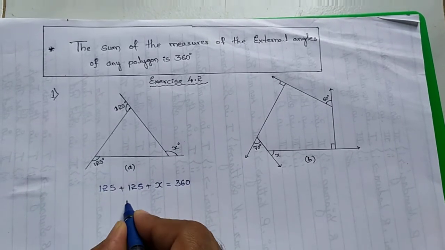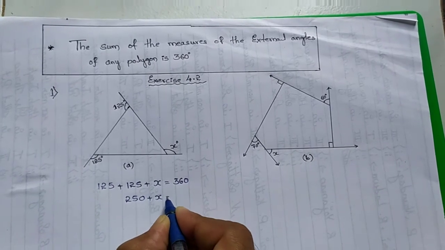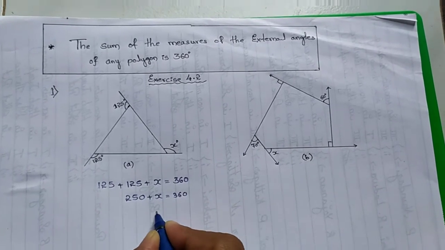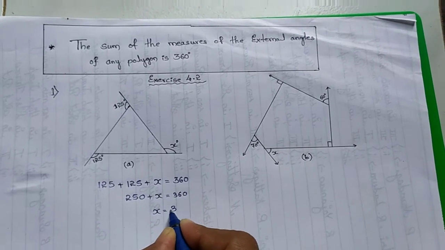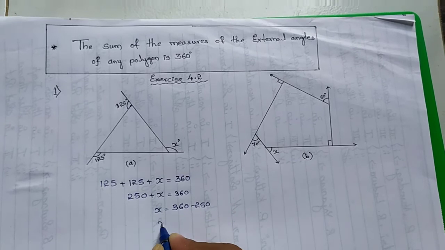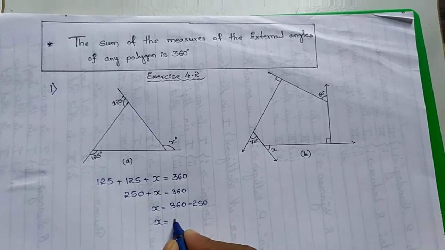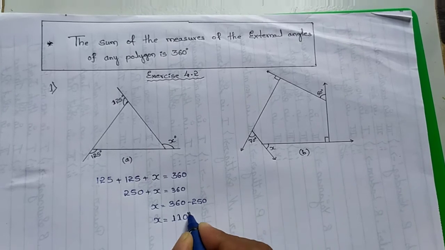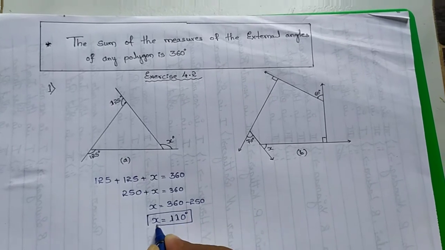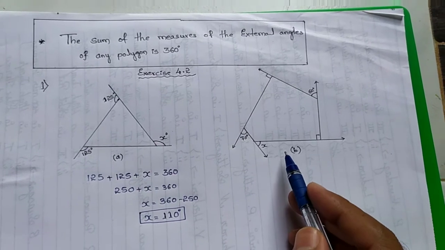So 125 plus 125 we will get 250, plus x equal to 360. So x equals 360 minus 250, we will get 110 degrees. So the x value is 110 degrees. The same thing applies here also in the second figure.